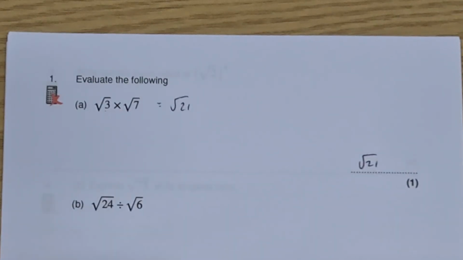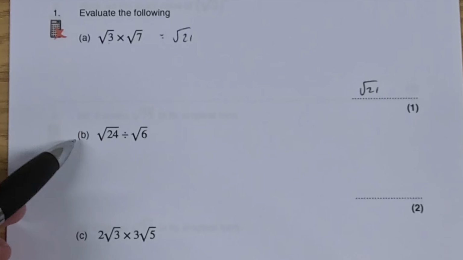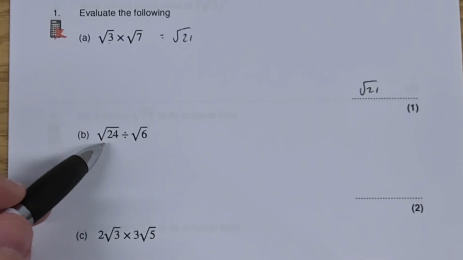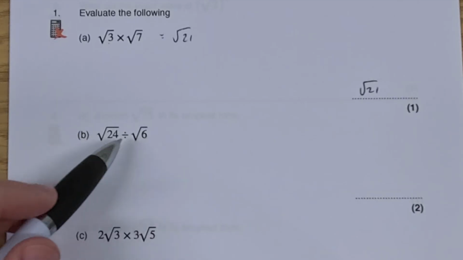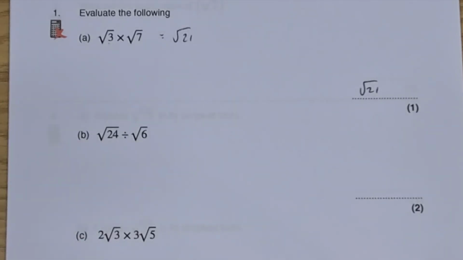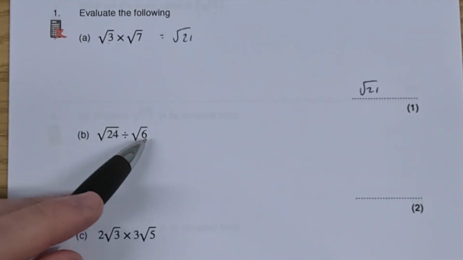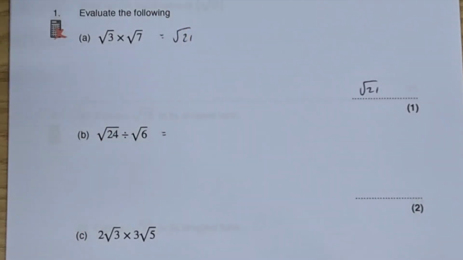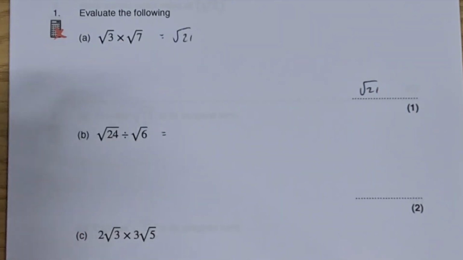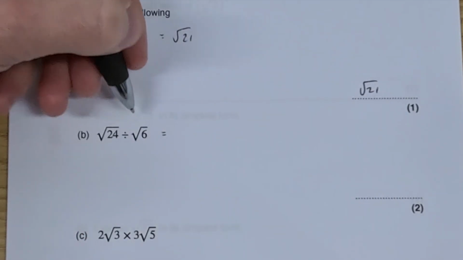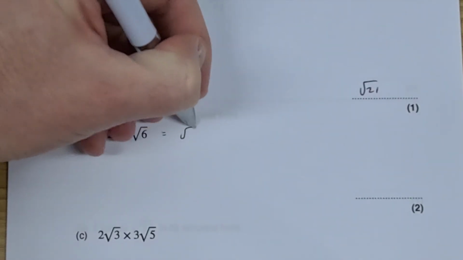Okay, let's look at our next part, part B. We've been asked to simplify the square root of 24 divided by the square root of 6. To do this, let's divide the numbers, because remember, root A divided by root B is root A over B. So if we just divide the 24 by 6, that'll tell us what goes underneath the square root sign. Let's work that out. 24 divided by 6 is equal to 4. So root 24 divided by root 6 would be equal to root 4.